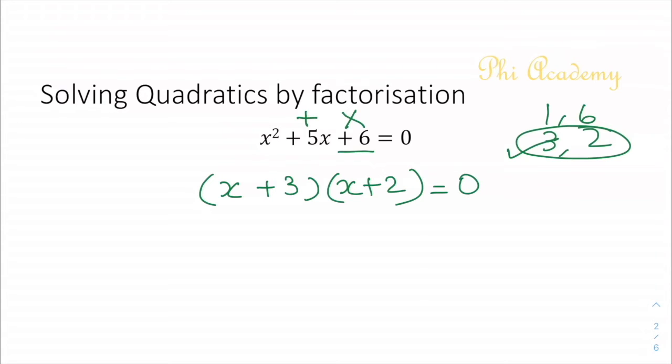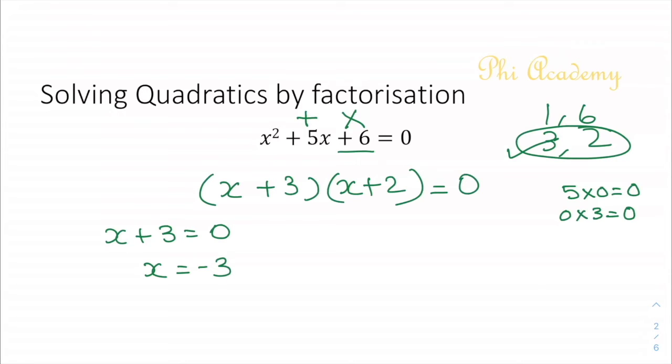So only when one of these brackets is 0 can I multiply it with anything else to give 0. In other words, 5 times 0 will only give me 0, or 0 times 3 will always be 0. So let us put one of these brackets as 0. Let x plus 3 equal to 0. So what number add 3 is going to give me 0? x has to be equal to minus 3.